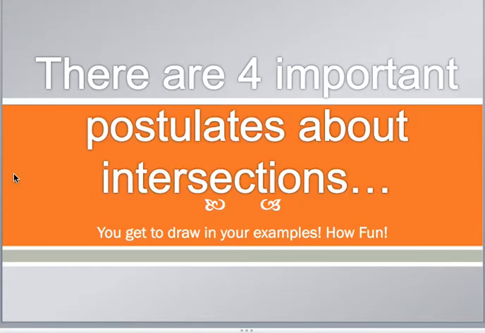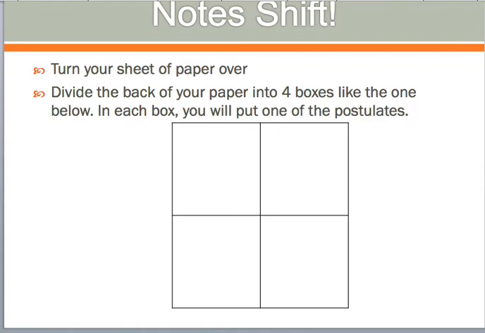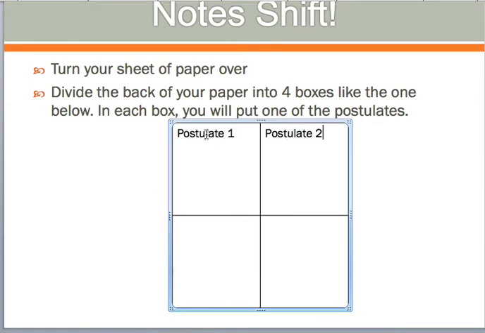There are four important postulates about intersections. What you're going to be doing is actually drawing in a minute. First, turn your notes over and divide the back of your paper into four boxes like the one shown below. You're going to put one of the four postulates in each of these boxes. This box is going to be postulate 1, this box will be postulate 2, this box will be postulate 3, and this box will be postulate 4.